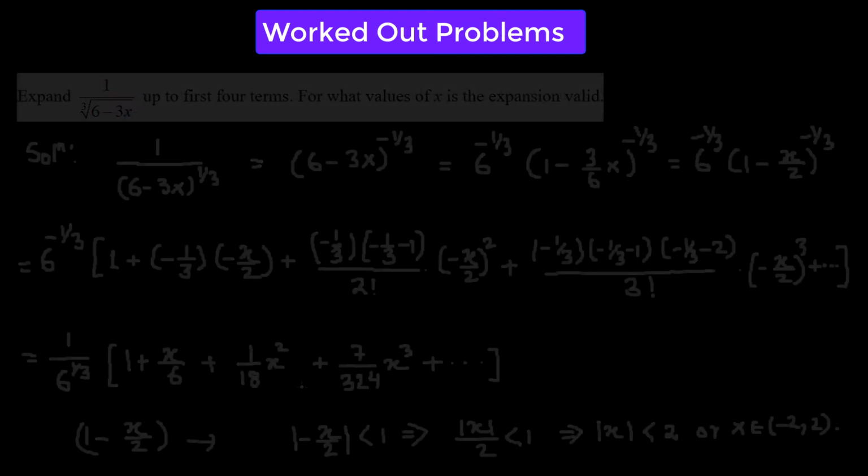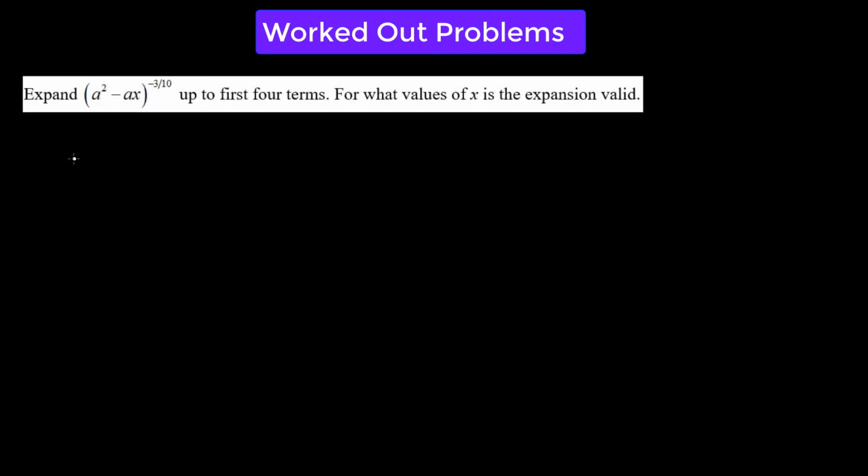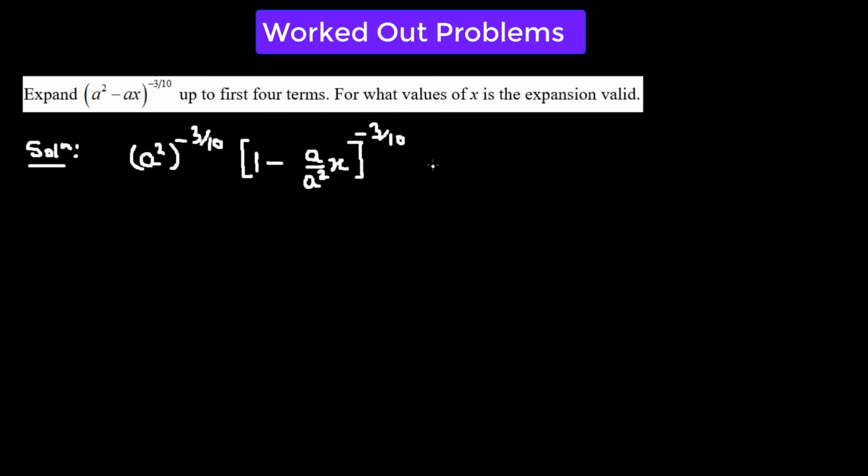Let's move on to the next question. In this particular question, we are given a squared minus ax raised to the power negative 3 over 10. So let us first simplify the given expression. What we do first is we begin by factoring out a squared. So we have a squared raised to the power negative 3 over 10 times 1 minus a over a squared times x raised to the power negative 3 over 10.